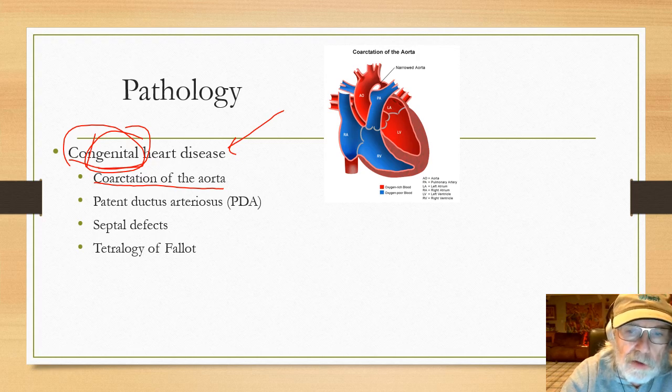Now, we know from our diagrams before, okay, here's my aorta. My aorta is coming up in here. Well, if you look right here, see how it's narrowed? It pinches off right there. That's called a coarctation of the aorta, okay?